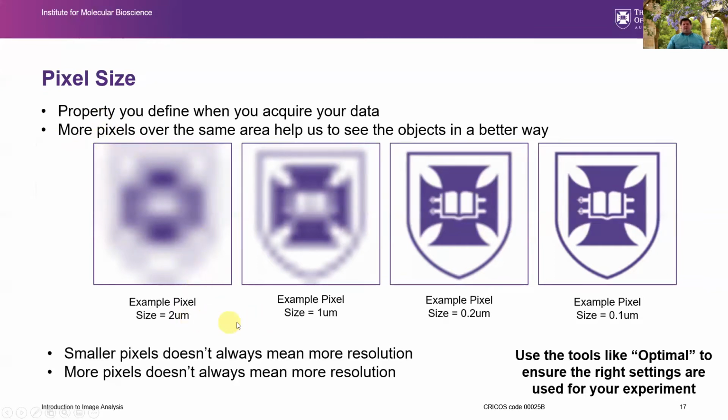And as we move to a smaller pixel size, we can generally see the image and the detail a bit clearer. But just having smaller pixels doesn't always mean that you'll have more resolution. There are limits to this. And throwing more pixels at an image doesn't always mean that you'll have more resolution. But using tools in the software like Optimal or auto setting the light path for the right size of the image, the right pixel size and zoom can get you on the right track to having the right settings for your experiment.